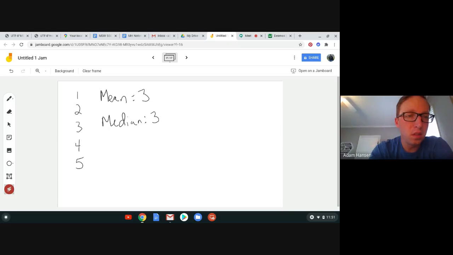The mean is found by adding all these up. 1 plus 2 plus 3 plus 4 plus 5 is 15. Divided by 5 makes 3. The number in the middle, the median, is also 3.